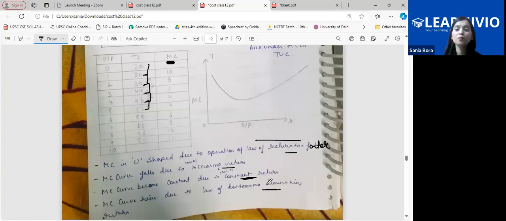Got it? This is important for one marker as well. The MC curve is falling due to which law? The law of increasing return. Fall means increase, increase is decrease. And it becomes constant due to the law of constant return, and the MC curve rises due to the law of diminishing return. Fine?